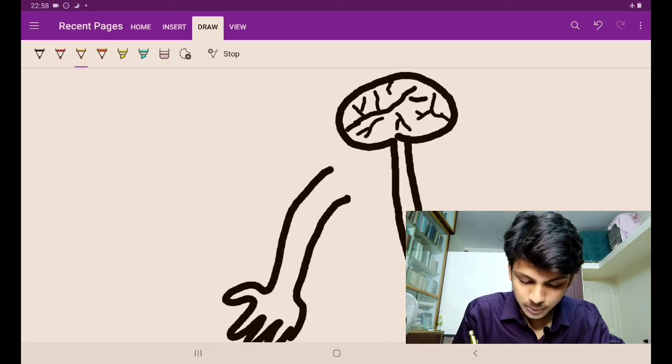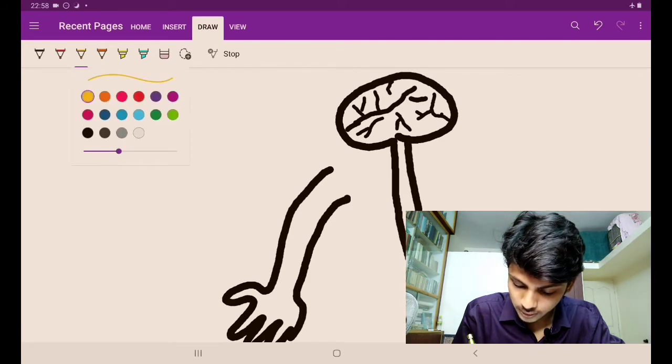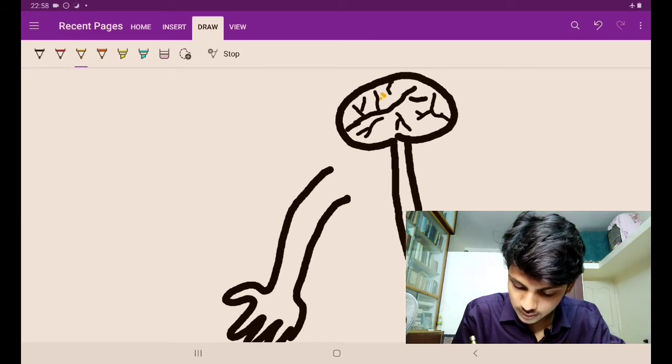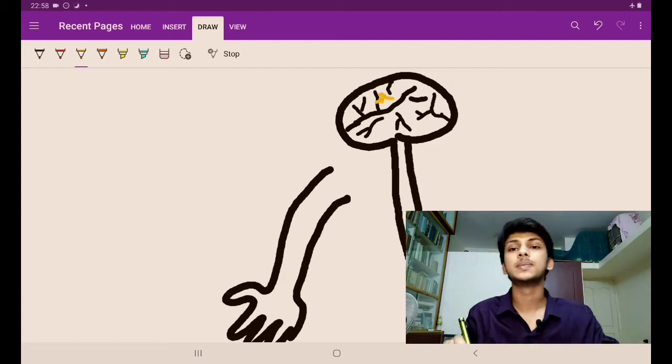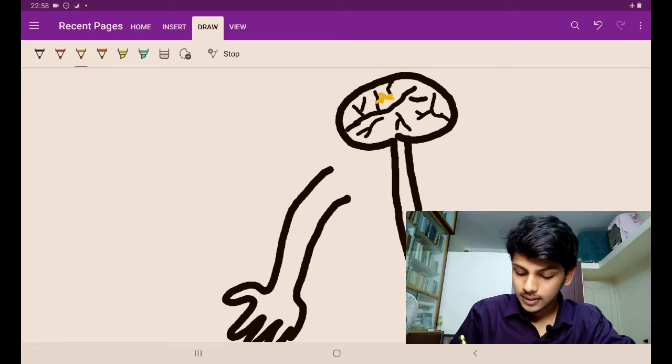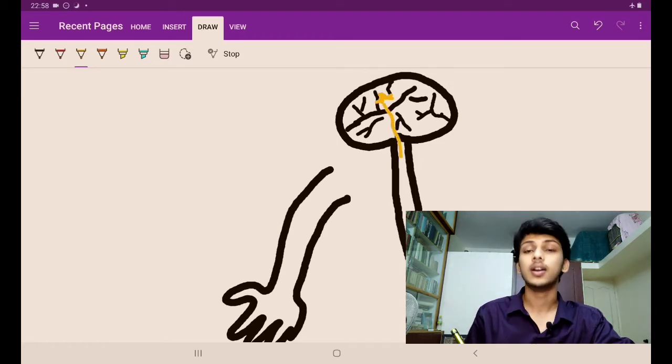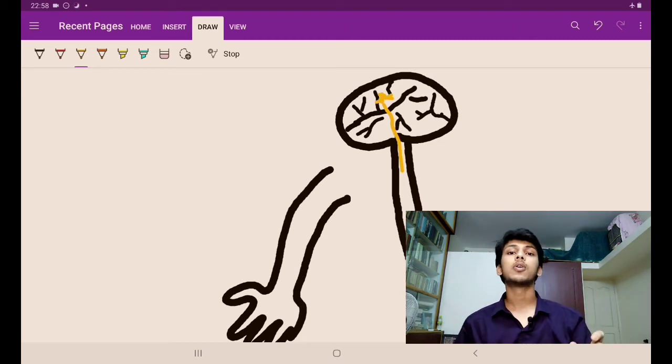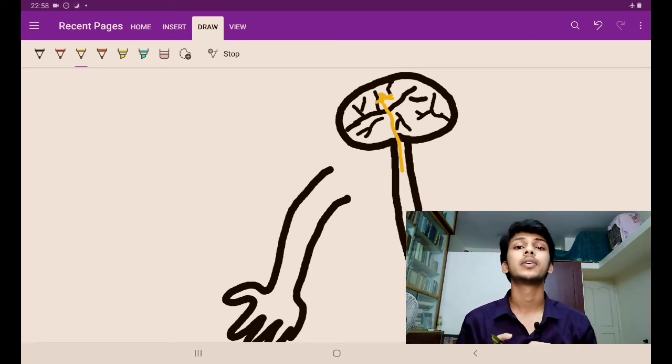there is a signal which begins in the motor cortex of the cerebral hemisphere. Okay, then the signal is, due to different mechanisms, modulated and then it enters the spinal cord. See guys, a brachial plexus is formed usually by the ventral rami of the spinal segments C5 to T1.